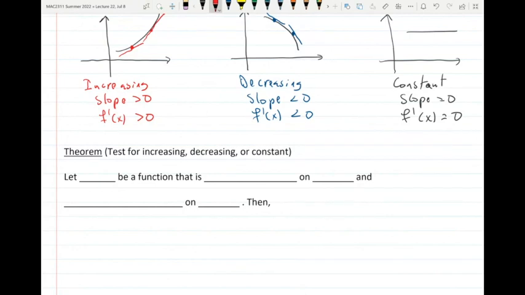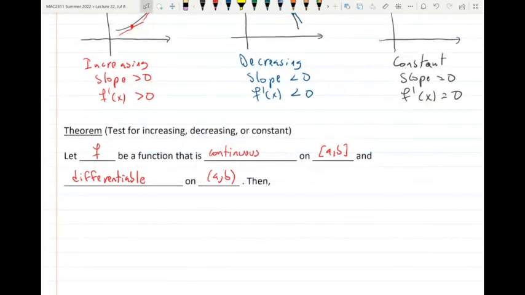Okay, so suppose that we have a function. Let f be a function that is continuous and differentiable. Let f be a function that is continuous on the closed interval [a, b] and differentiable on the open interval (a, b). Then we have some statements.